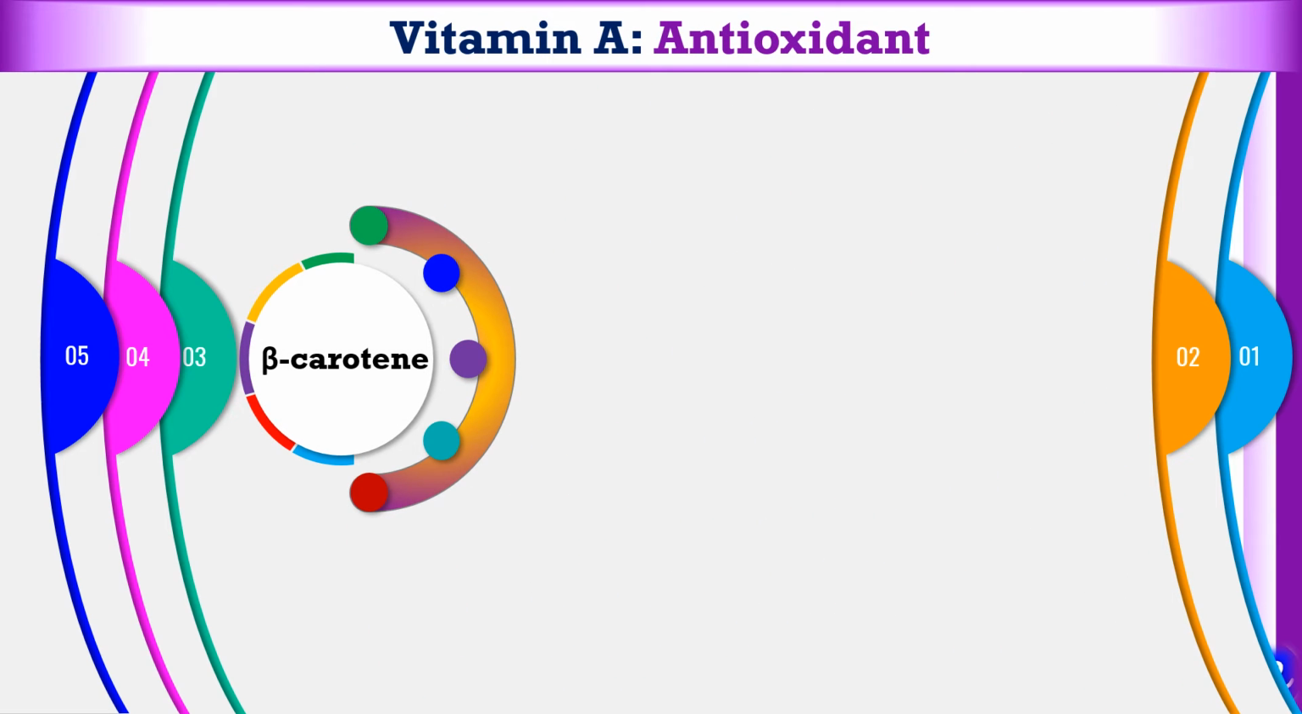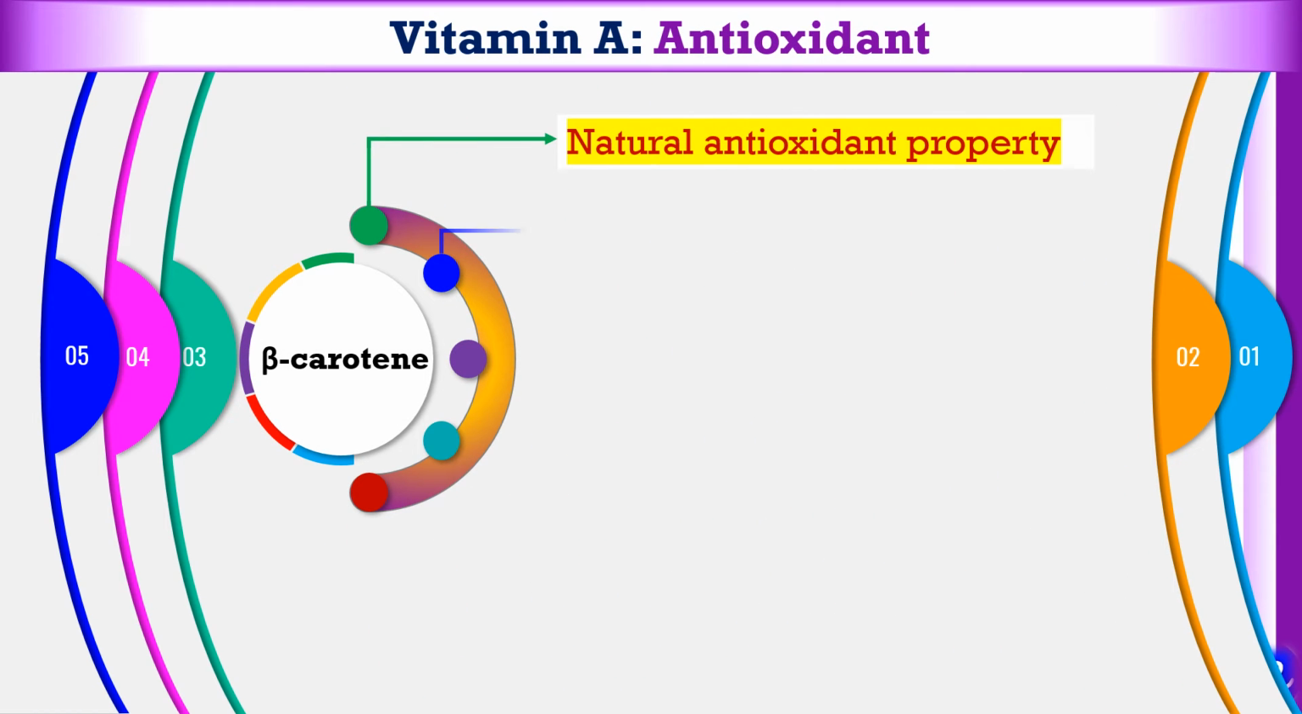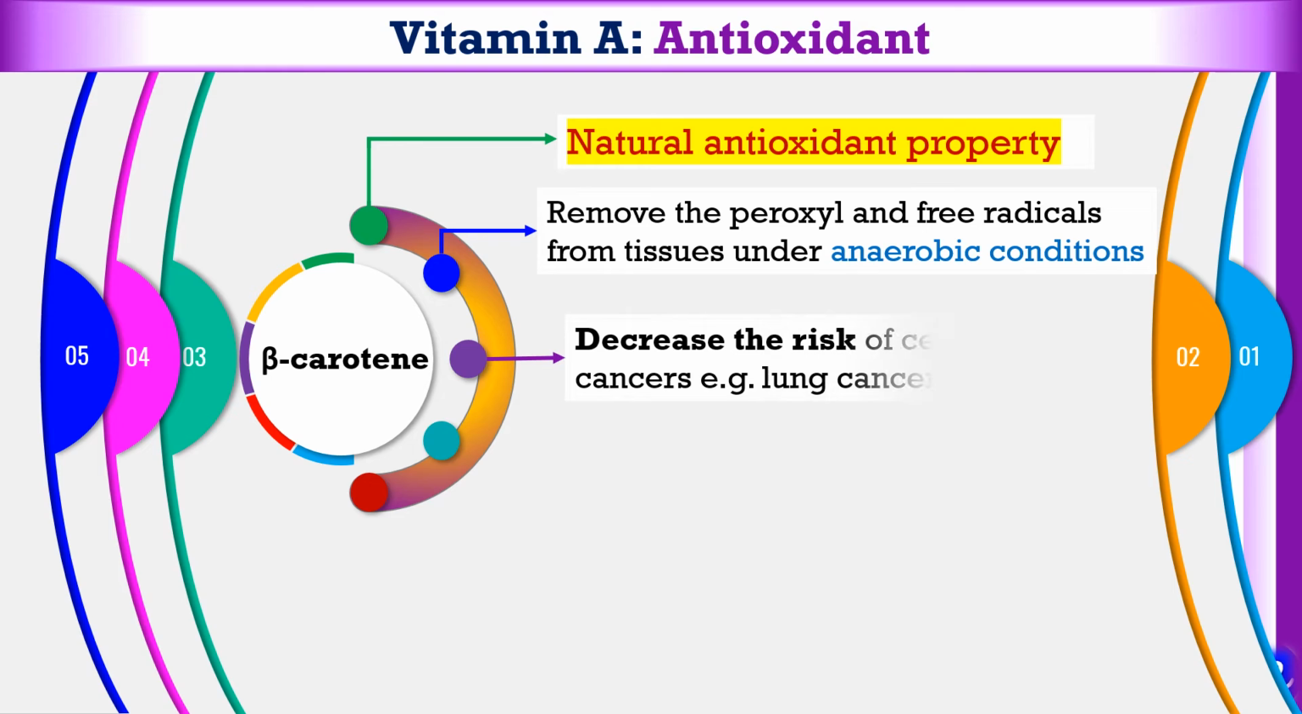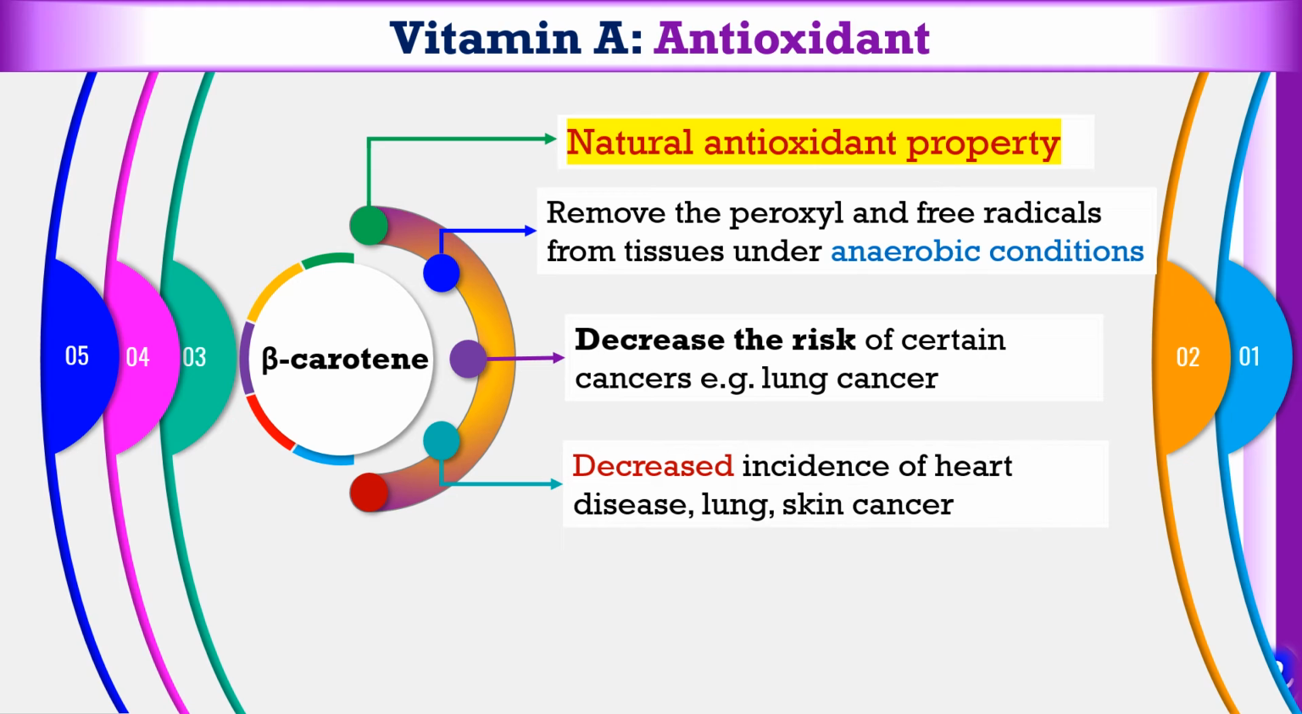Beta carotene acts as an antioxidant, and it removes peroxyl and free radicals from tissues under anaerobic conditions. It decreases the risk of certain cancers, for example lung cancer, and intake of beta carotene has been associated with a decreased incidence of heart disease, lung and skin cancer. It is also associated with a decreased risk of cataract.